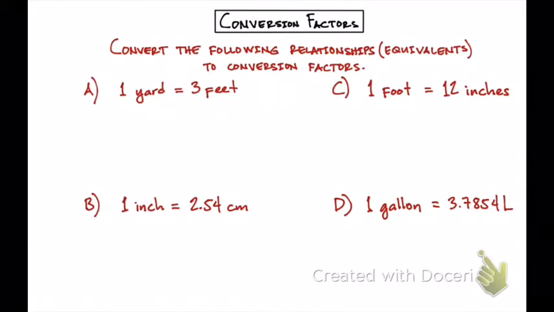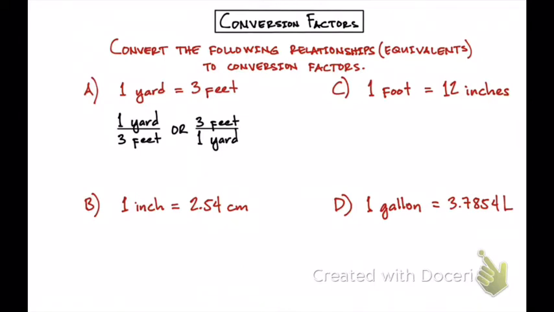First one would be 1 yard divided by 3 feet. Okay, so that's one conversion factor. And then the second one would be the inverse of this. So instead of 1 yard in the numerator, now you have 3 feet in the numerator and then 1 yard in the denominator. Okay. All right, so B here, we have 1 inch is equivalent to 2.54 centimeters.